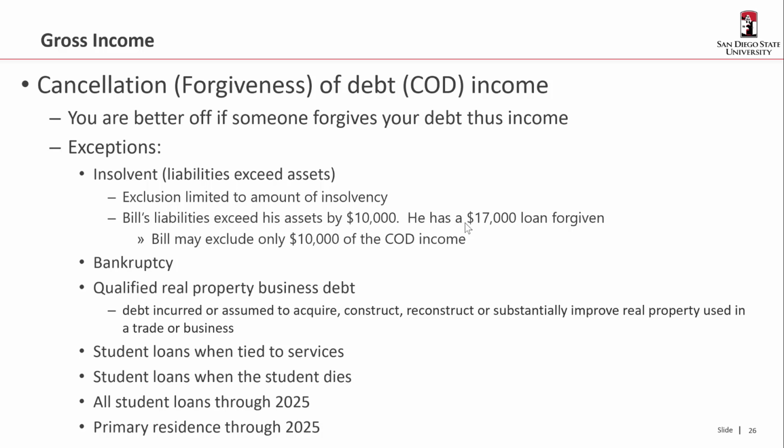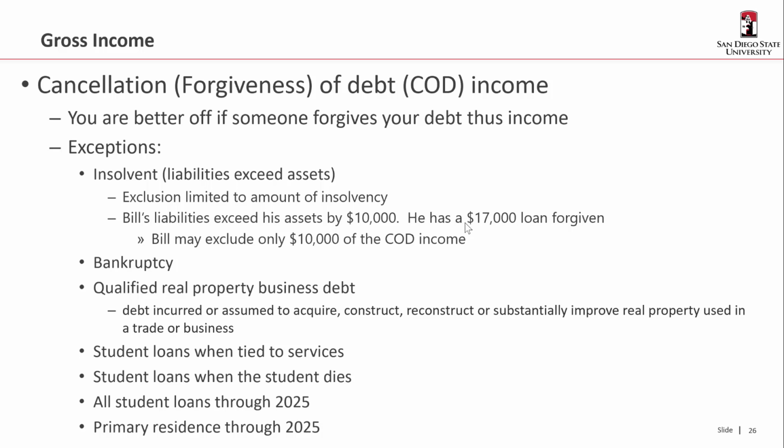So if Bill's liabilities exceed his assets by $10,000, but he has $17,000 worth of loan forgiveness, he can only exclude the $10,000 of cancellation of debt income, because once he's done that, in theory, he's solvent again. Whereas if he flat out declares bankruptcy, he can exclude all of it. Qualified real property business debt. So if the debt was incurred to acquire, construct, reconstruct, or improve real property that's used in a trade or business, and you have to manage out some sort of forgiveness, right?